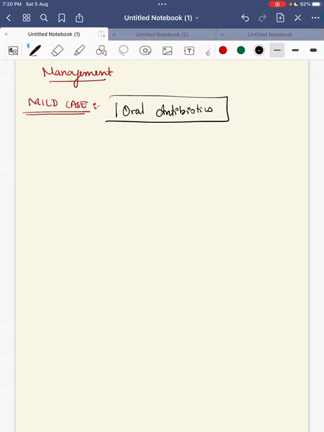Management. In a child with low risk, that is with a mild case, low risk for developing infection related complications during the course of neutropenia, you can start them on oral antibiotics. If you start on oral antibiotics, you should have a follow up of the child. You should ask the child to come every day to check for any signs and symptoms in progress or not.